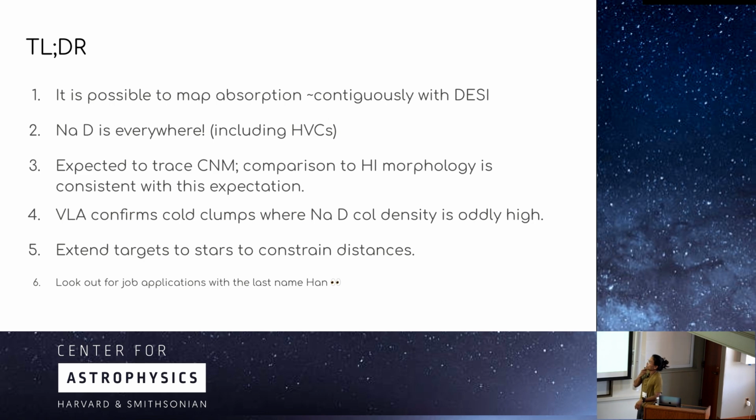All right, so here's my TLDR. It is possible to map absorption like emission. You can do it contiguously if you have enough spectra. Sodium D is everywhere, including CGM structures. It visually seems like it does trace CNM. And the VLA does confirm cold clumps where we have sodium absorption. We're going to extend this analysis to stars, and I'm on the job market. So please look out for the application. Thank you.